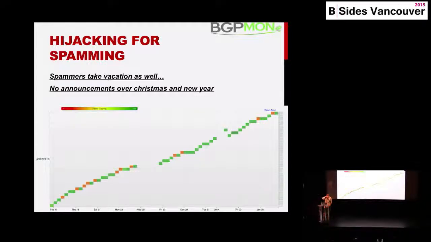This is an interesting graph from another provider. This is, I believe, a Russian one. The Russian one's really interesting. They would start strictly at 9 a.m. Moscow time, always. That was really cool. And they also take vacation. So there's two distinct gaps in this graph. I'm not sure if you can see it. But it's basically over Christmas and New Year's. So that's pretty cool. So you can definitely see that there's humans behind this stopping and starting these operations.